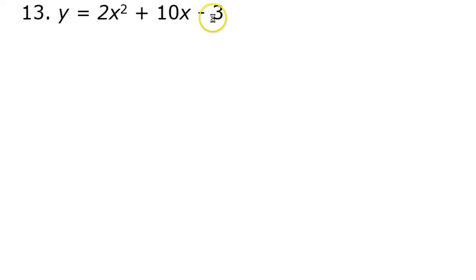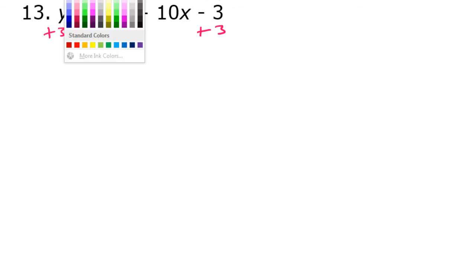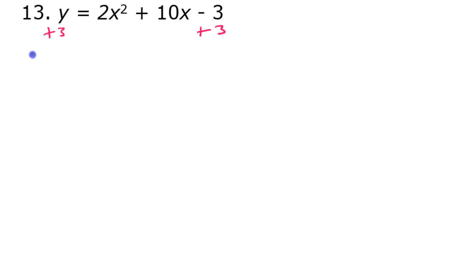So the first thing I need to do is add 3 to both sides, assuming my computer doesn't just straight up crash as indicated by this hourglass. Add 3 to both sides. Get that 3 out of the way. So this is going to leave me with y plus 3 is equal to 2x squared plus 10x.